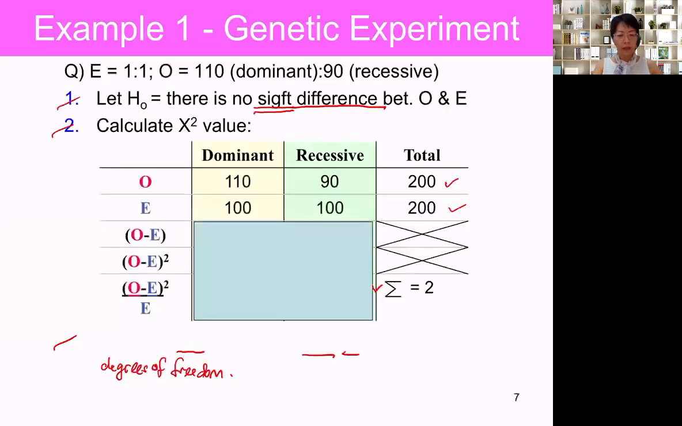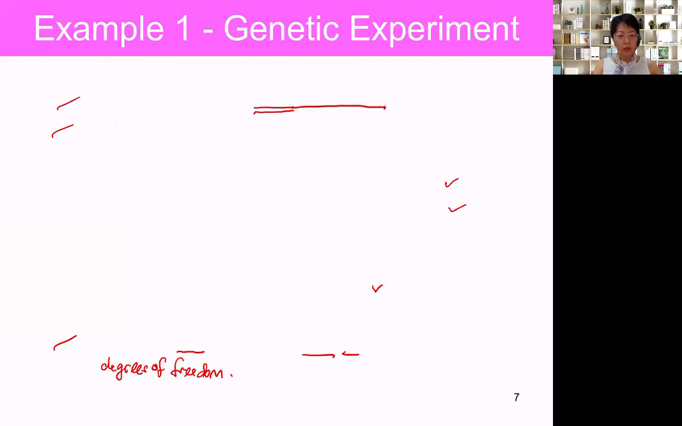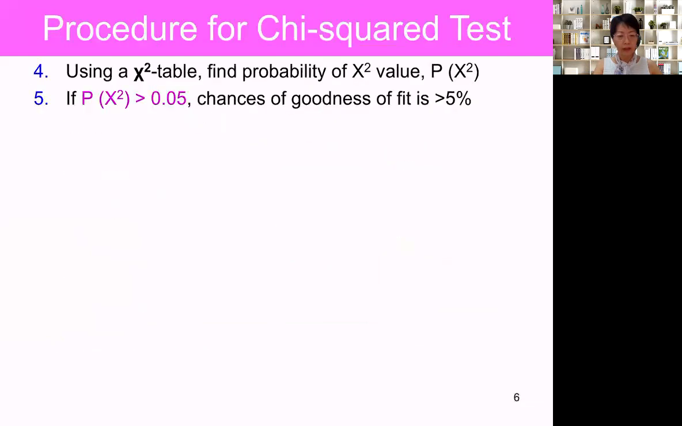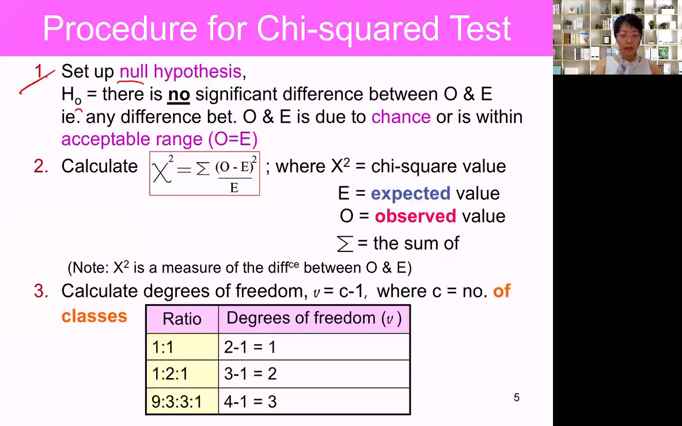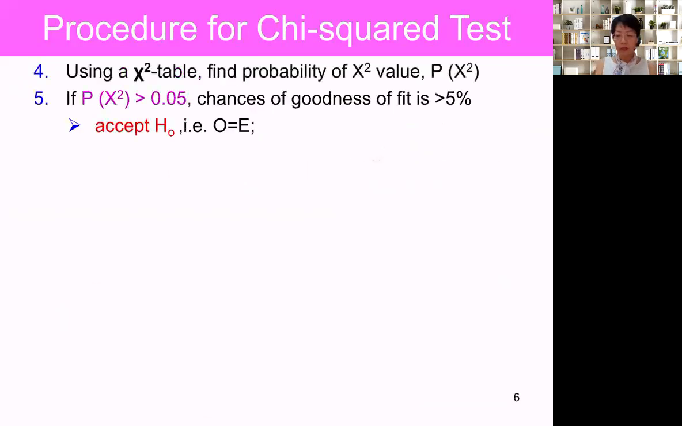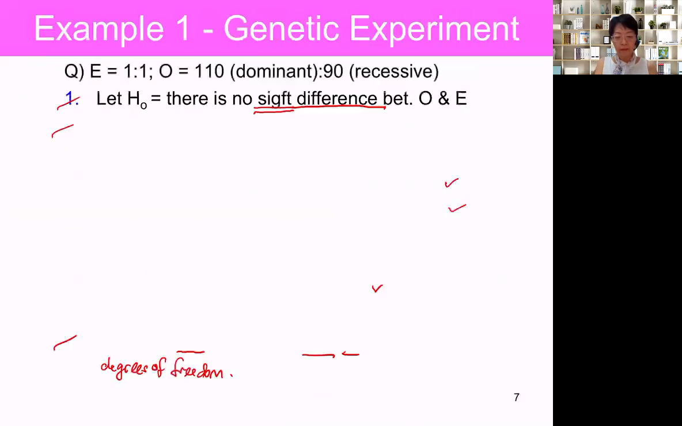I think there's something there for you to work on for degrees of freedom, this slide. This is an example of how to calculate degrees of freedom. So here you got 2 categories, degrees of freedom is 2 minus 1. This one you got 3 categories, degrees of freedom is 3 minus 1. And this is 4 categories, so degrees of freedom is 4 minus 1. All right, so let's go to the next one.